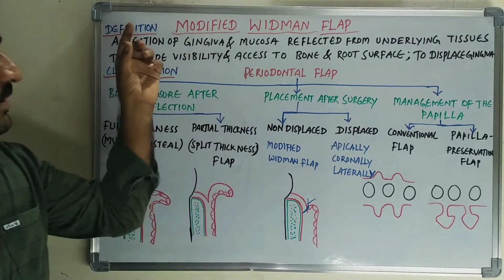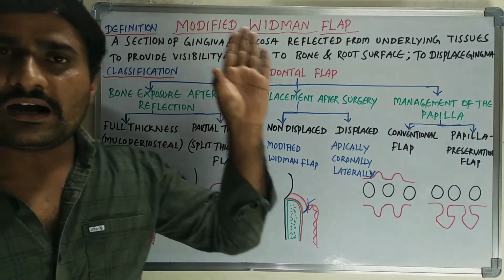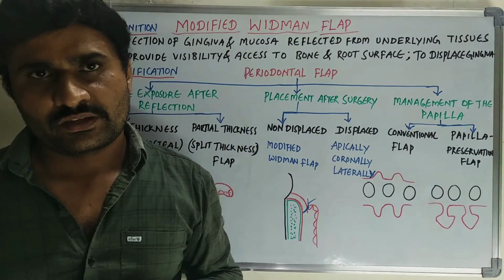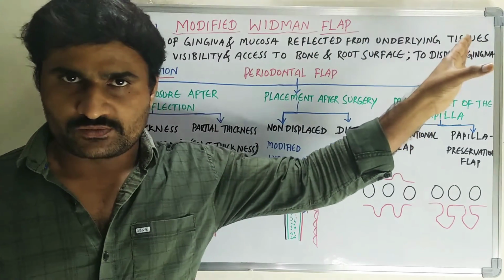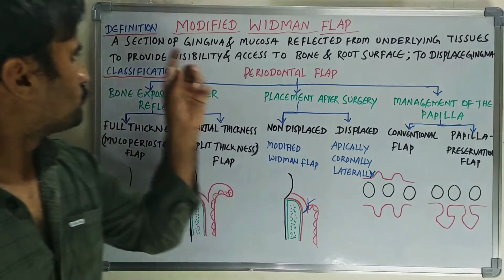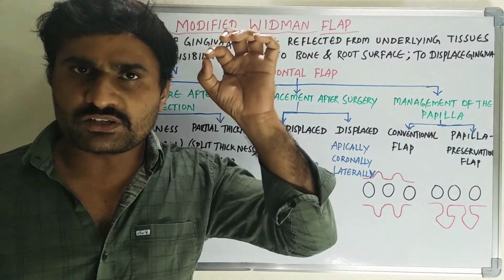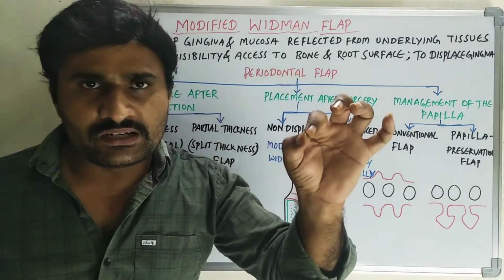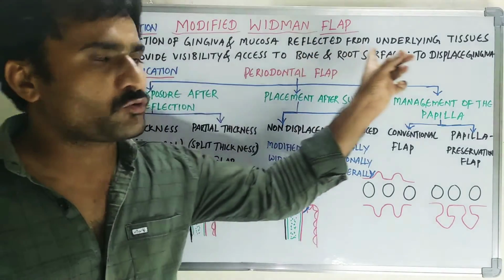So the definition of periodontal flap is nothing but a section of gingiva and/or mucosa that is reflected from underlying tissues surgically. Why is it reflected? To provide visibility and access. This is the very much important term. Visibility and access to the underlying bone and root surface.